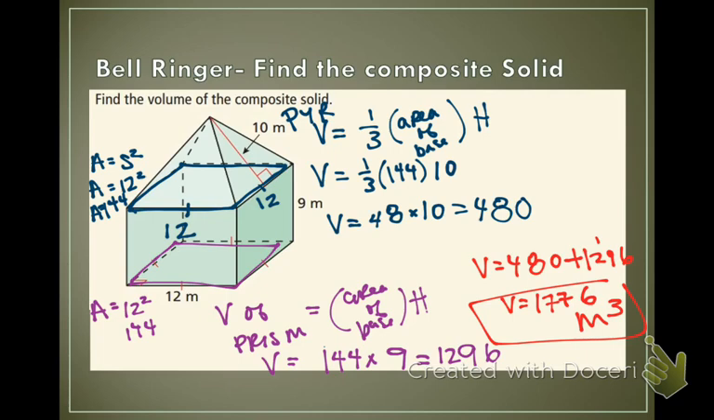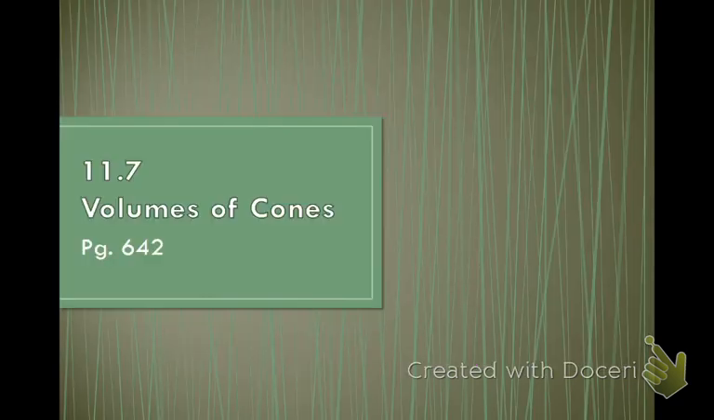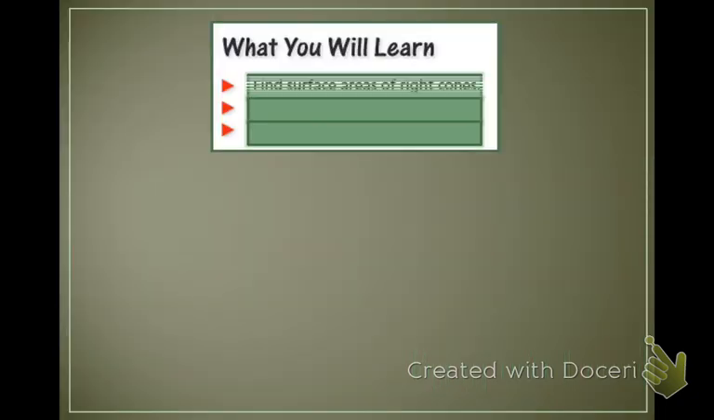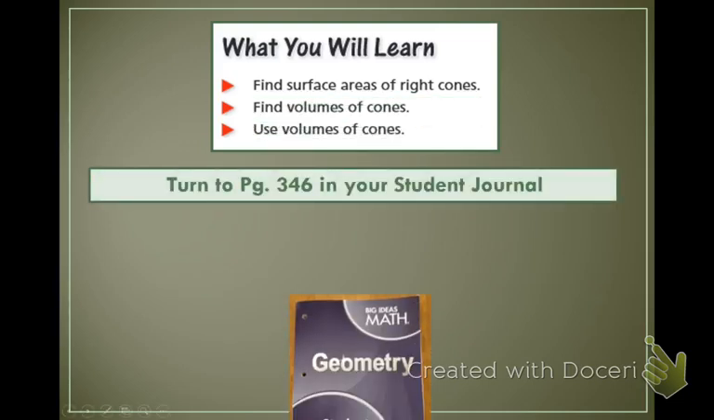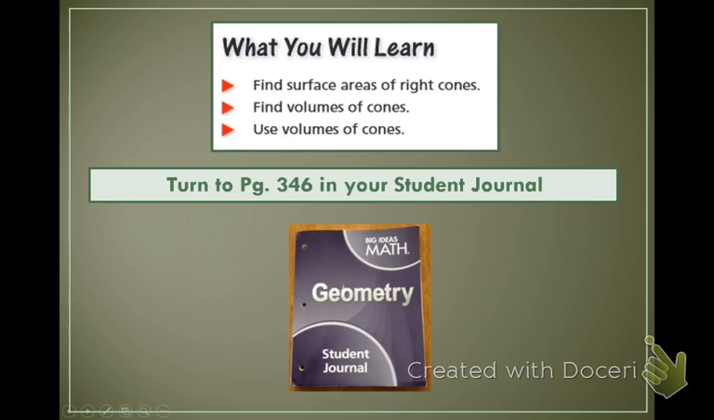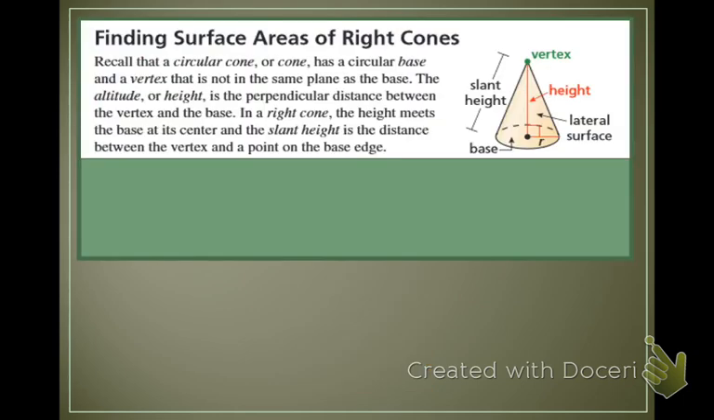All you have to do is find the slide that is on the screen. So look at that. 11.7. So we're going to go over the volume of cones. You're also going to learn about surface area of cones, and it'll say it on this slide. So if you did not have the notes we have today, it's on page 346 in your student journal, but you guys also have it printed in that note packet. Okay? So find this page. Should be the very next one.